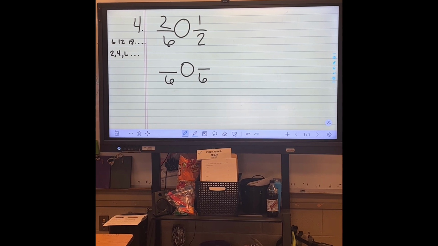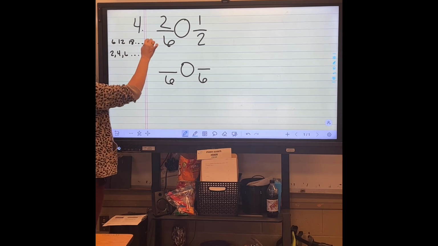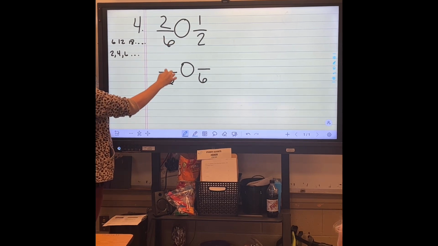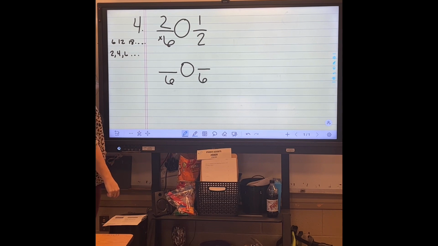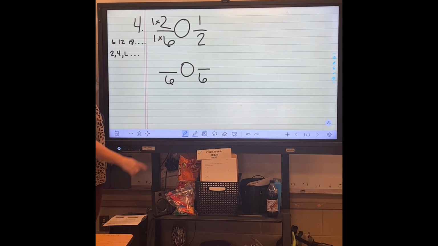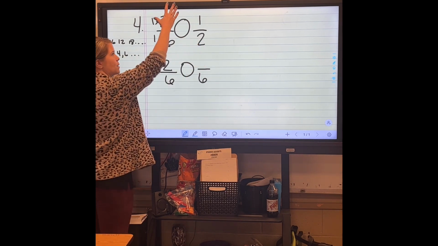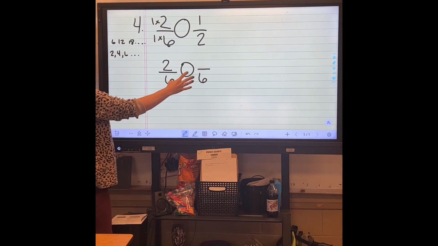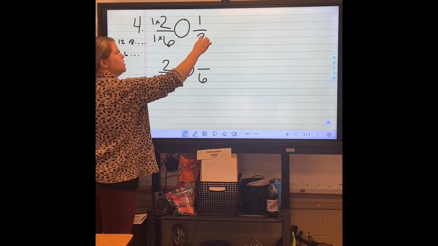So we want to keep them lined up, and I want to say, okay, how did my 6 get to stay a 6? What did I multiply by? 1. And you should be writing this with me. If I do times 1 on the bottom, what should I do on the top? Times 1. So that stays a 6 because my denominator was already a 6. Now, over here, I'm keeping these lined up. I'm not mixing it up, right? You with me?